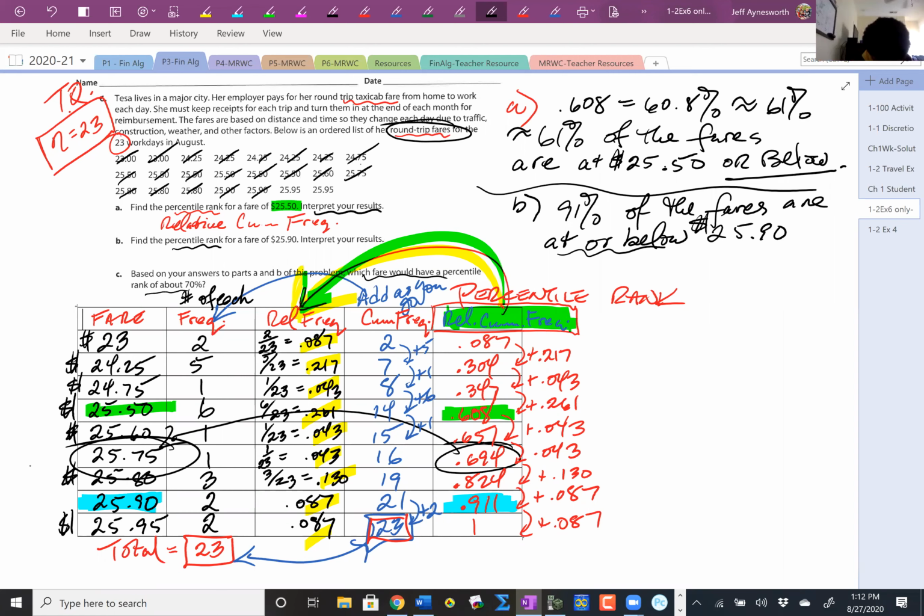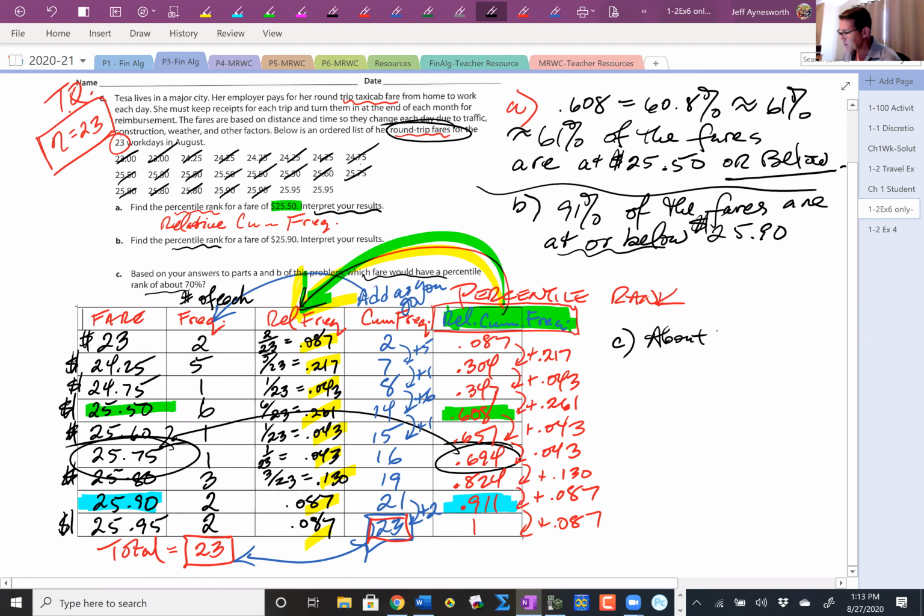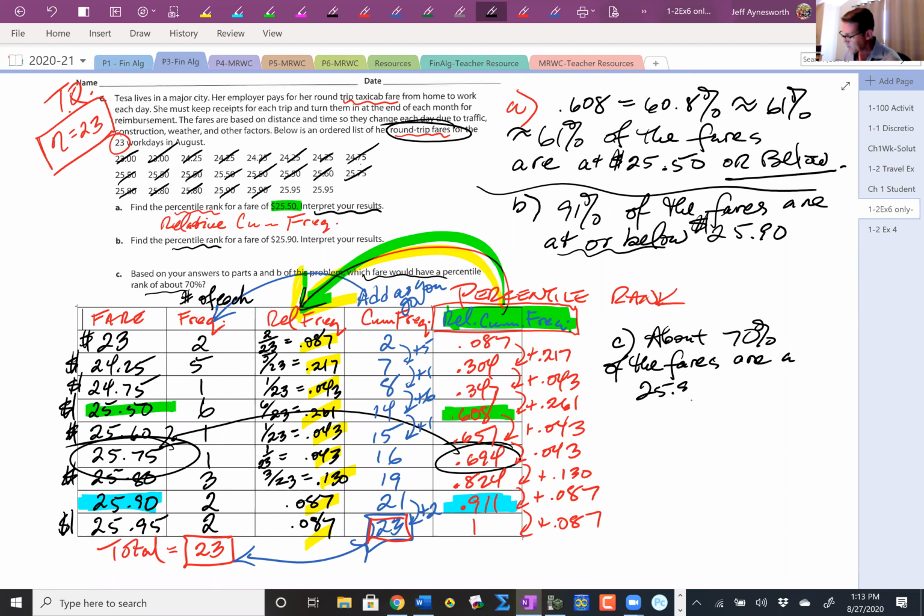Okay. I mean, we know what the answer is, but can you say in words what's going on right there? Okay, so about 70% of the travel fares are at $25.75 or below. Very good. Thank you very much. So about 70% of the fares are at $25.75.